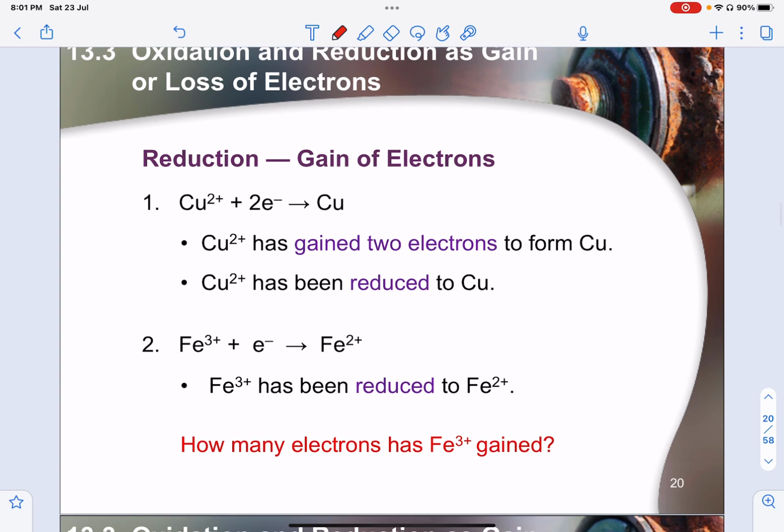Okay, then of course, in this scenario copper 2 plus is gaining 2 electrons, because when you say plus 2 electrons, it means the 2 electrons have been absorbed into the copper 2 plus, forming Cu. So that's why this copper 2 plus has been reduced to copper. We always start from reactant to product. We don't start from product to reactant in this kind of phrasing.